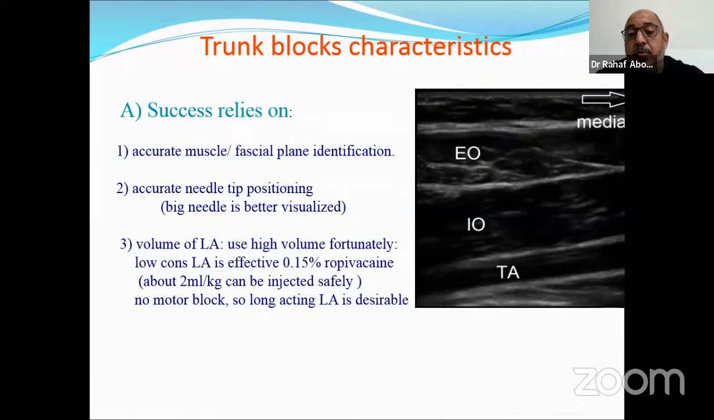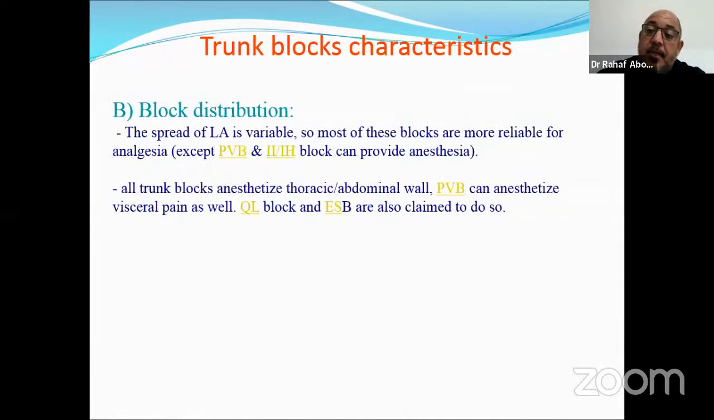Fortunately, this block works with very low concentrations of local anesthetic. Even 0.15% ropivacaine is very effective. And sometimes I add dexamethasone to prolong the duration of analgesia. The distribution of the local anesthetic is not constant in every patient, and so most of these blocks are used as analgesia. However, in some selective cases, it can be used as anesthesia. I'll show one or two slides regarding this.